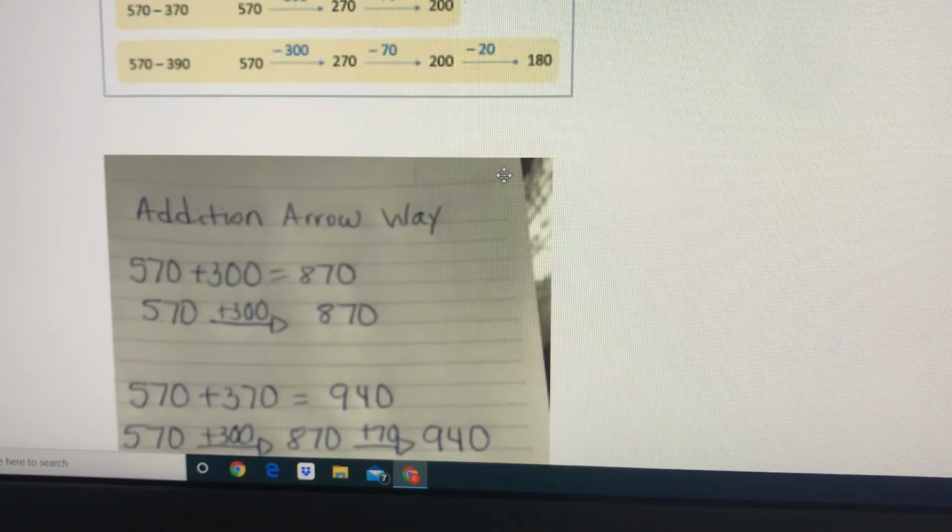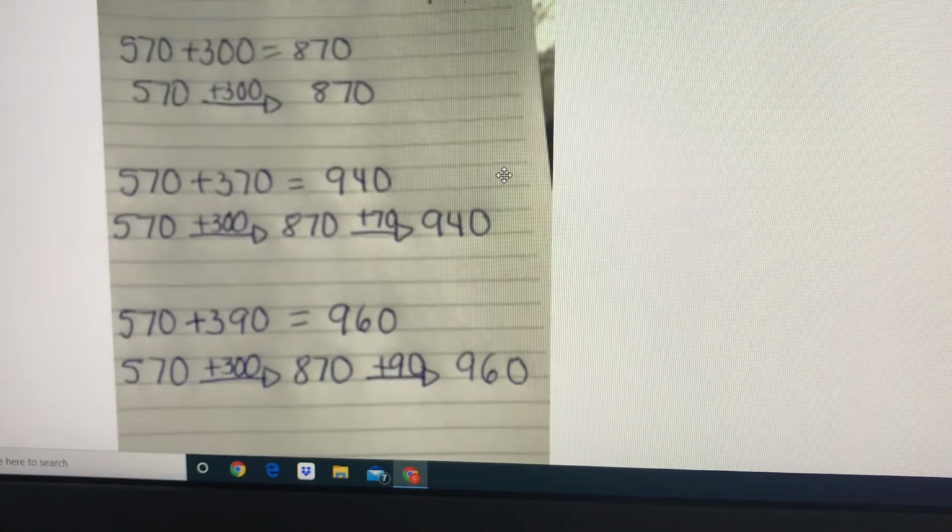So I don't mind how many arrows they have to do. If they want to draw all the tens and all the hundreds, they can. This is just another strategy, another way to solve it, which I am perfectly okay with if your child knows their benchmark numbers and can do it mentally.